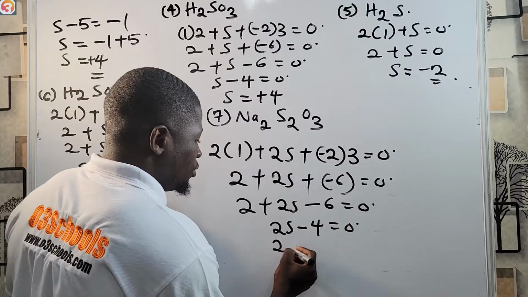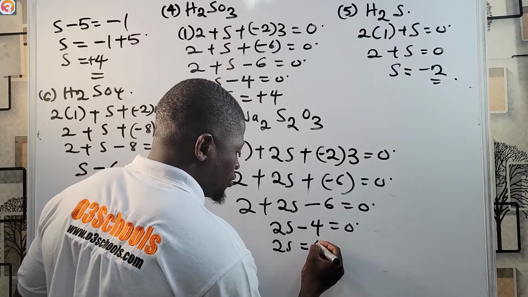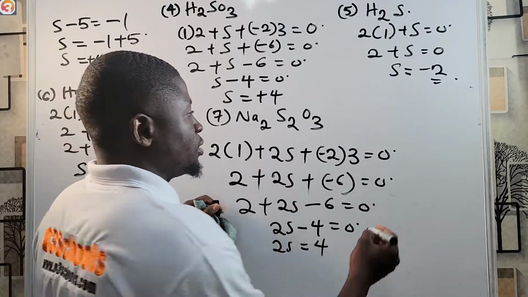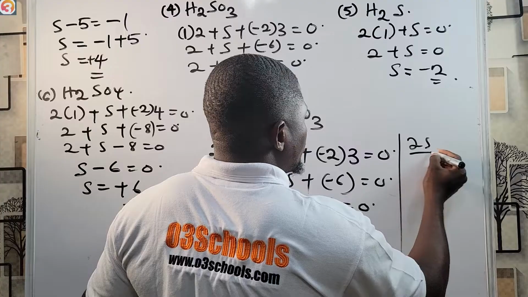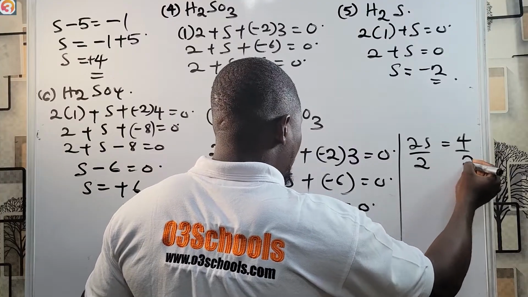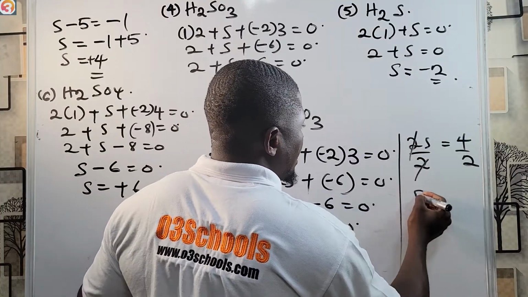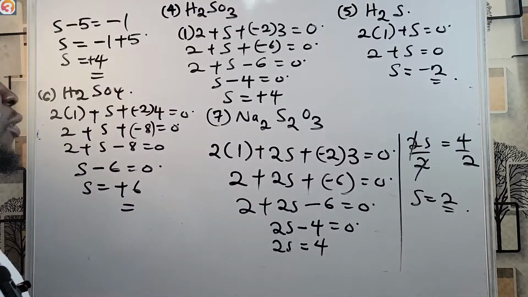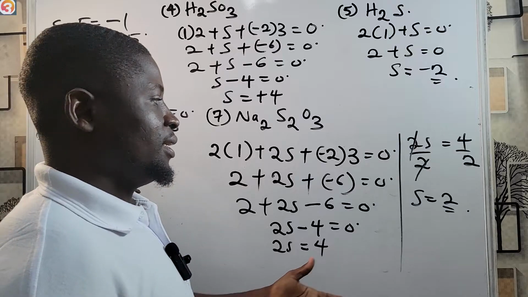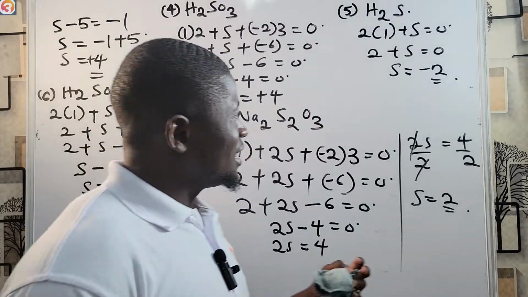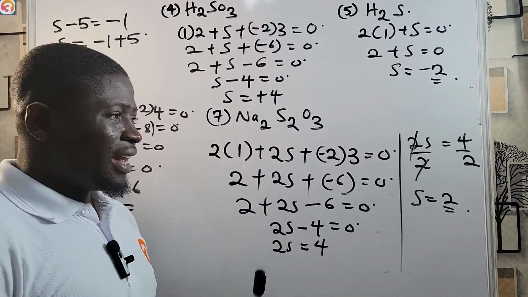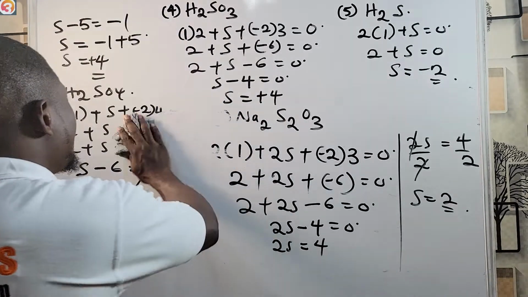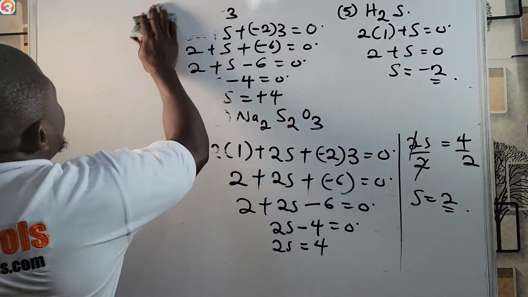That means 2S is equal to 4, since the -4 crosses over and turns to 4. To find S, divide both sides by 2: 2S over 2 is equal to 4 over 2. The 2 cancels the 2, and S is equal to 4 over 2, which is 2. The oxidation number of sulfur in sodium thiosulfate is 2. All right, so this is how to look for the oxidation number of elements in a compound. Very easy, easy peasy. Now let's take another example and then we are done with this class.